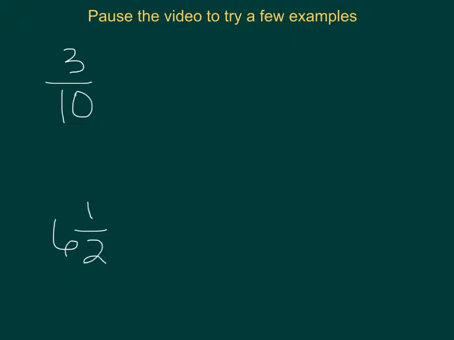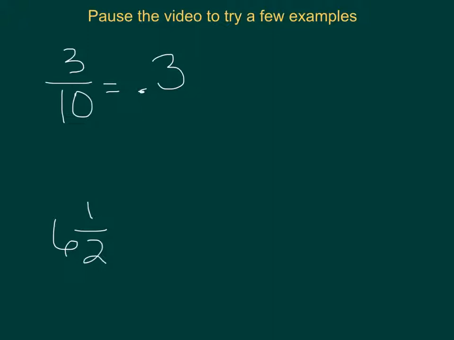Pause the video to try a few examples. 3/10, again we write it as it is said, and if it has a 10 or 100 or 1,000 in the denominator, we can just write it out. So 3 in the 10ths spot.